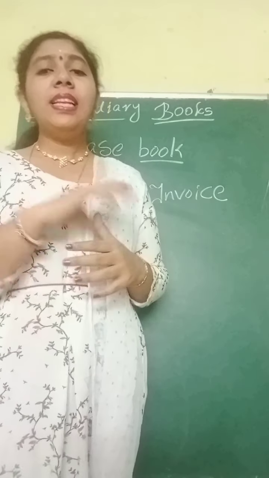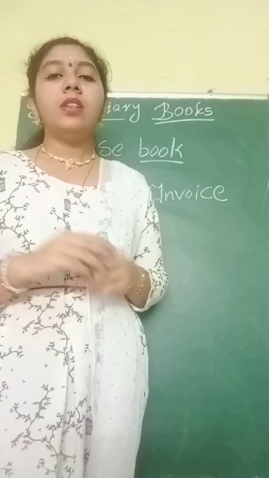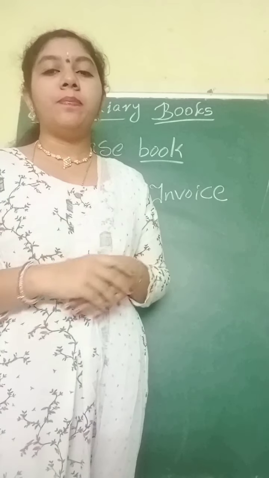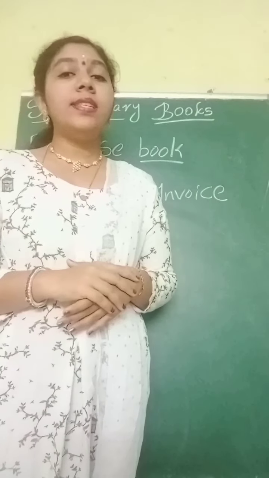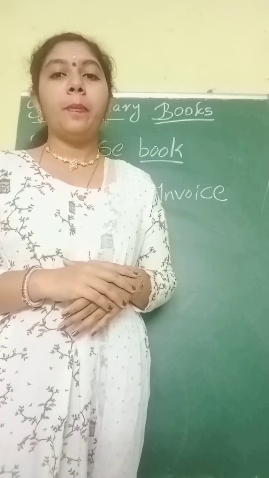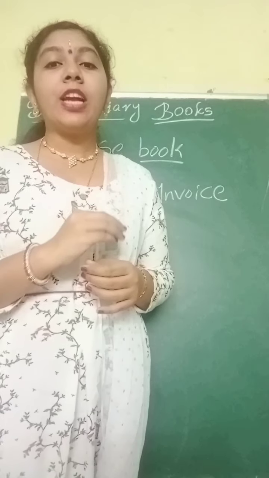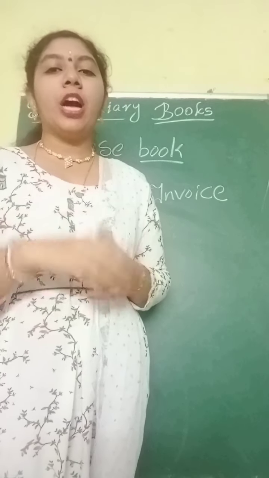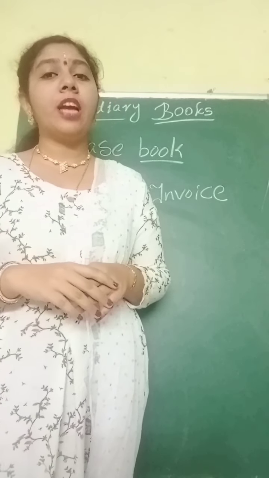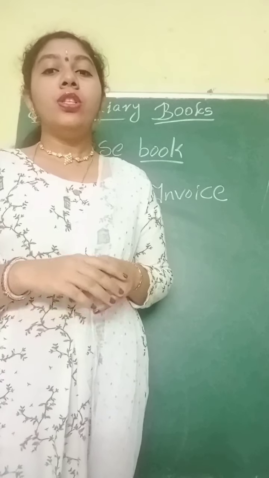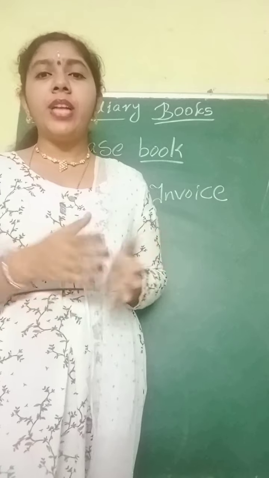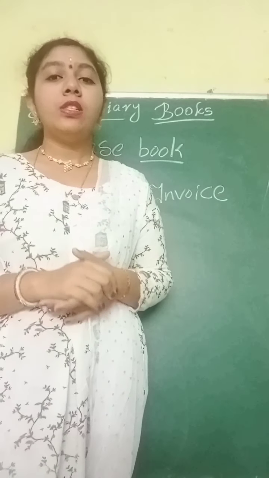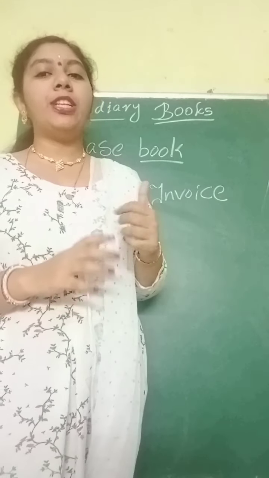Let us do some examples. We have purchased a machinery. What's the entry for it? Machinery account debit to cash account. So there is no purchase account. Machinery is a fixed asset, so it is not mentioned in the purchase book.